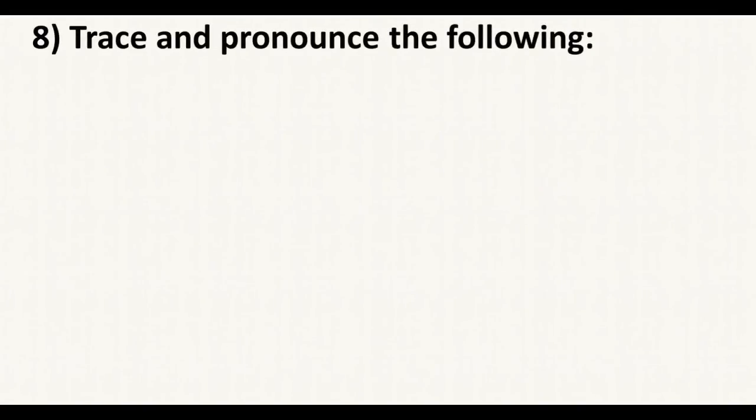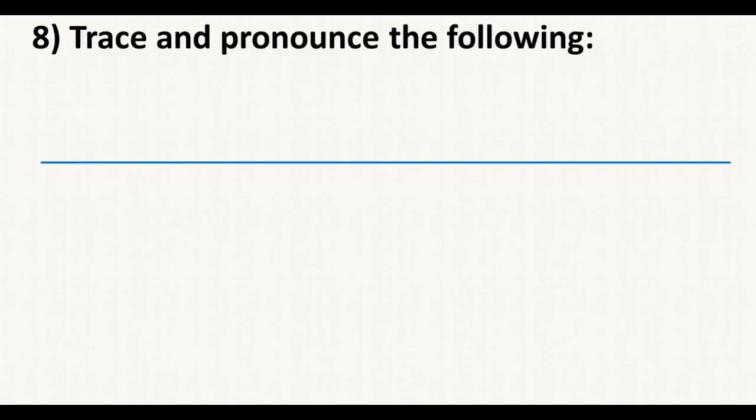Number 8. Trace and pronounce the following. Now you will observe how the letter K appears in the different parts of a word. Here K is at the beginning of the word. Let us trace and pronounce. K, L, M, vowels. K-A-Ka, L-I-Li, M-A-Ma, kalima.